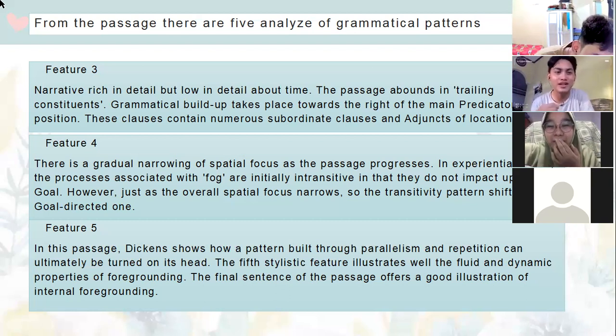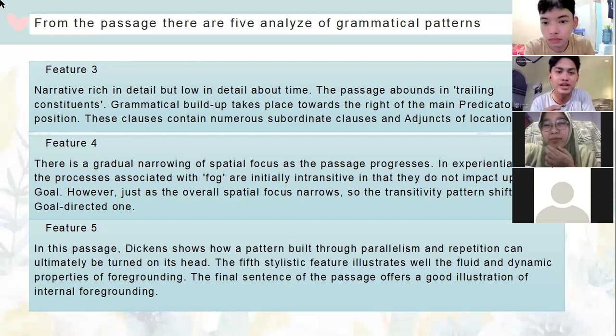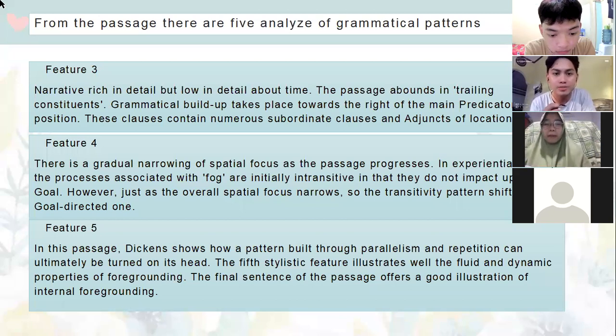The third feature is narrative rich in detail but low in detail about time. The passage abounds in trailing consequence. Grammatical build-up takes place towards the right of the main predicator position. These clauses contain numerous subordinate clauses and adjuncts of location.